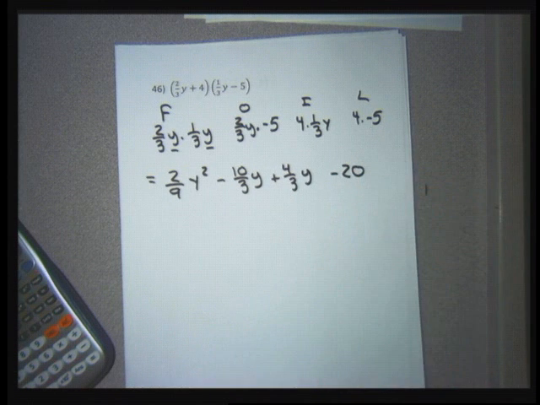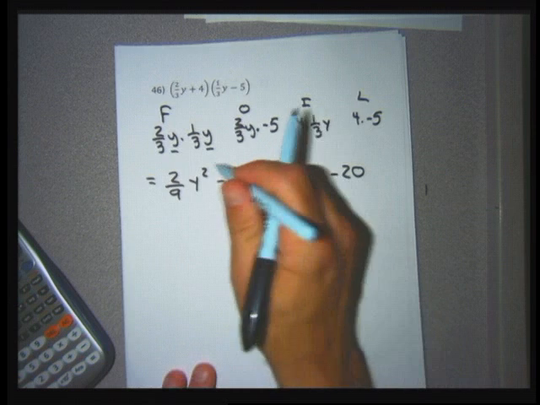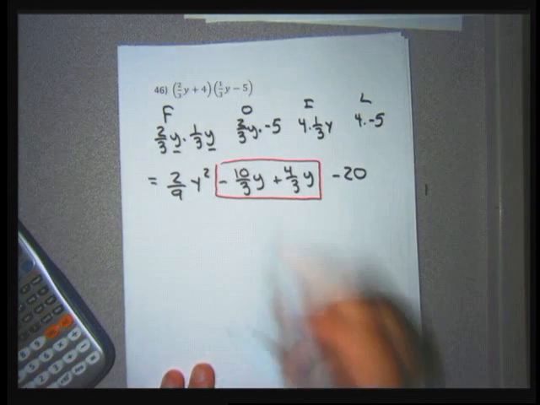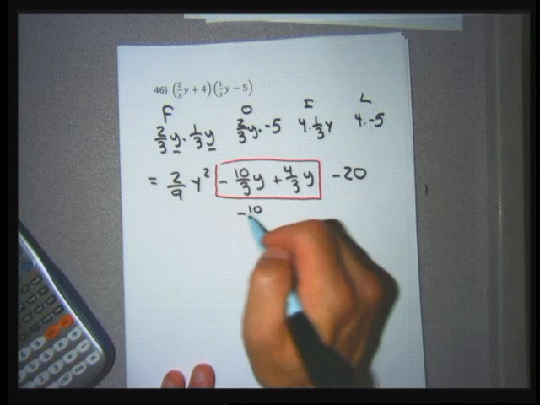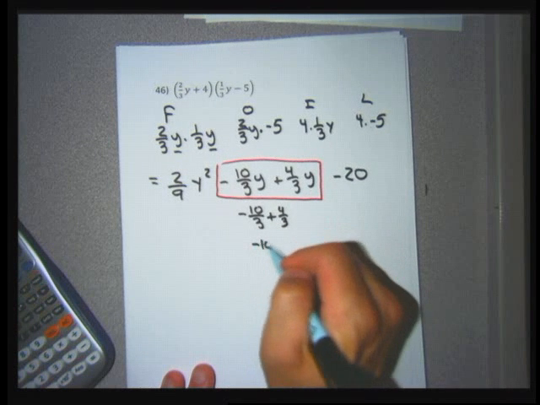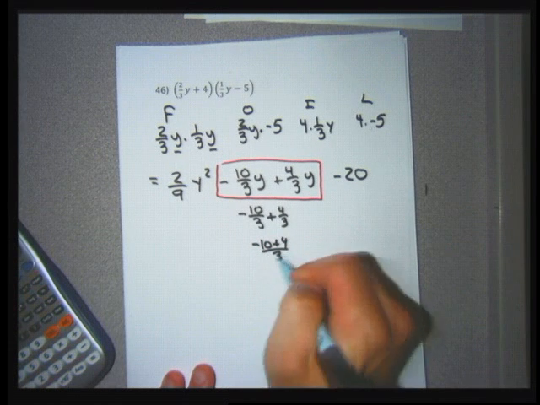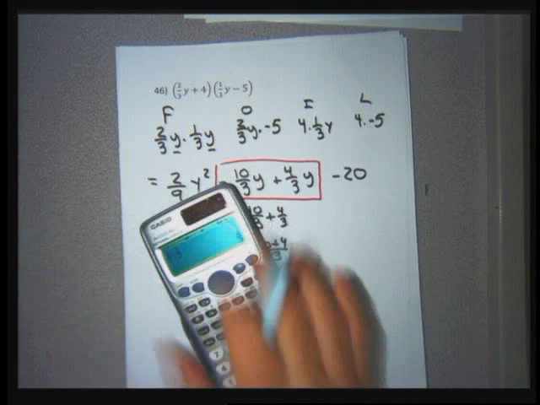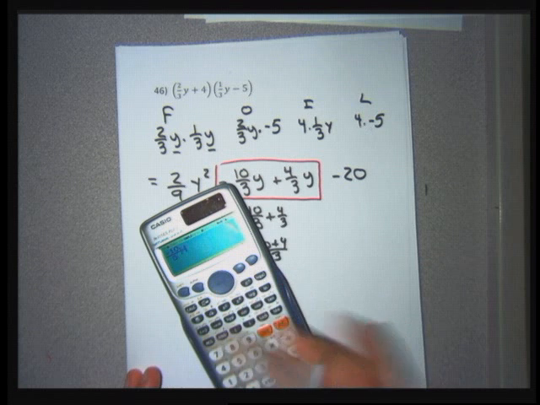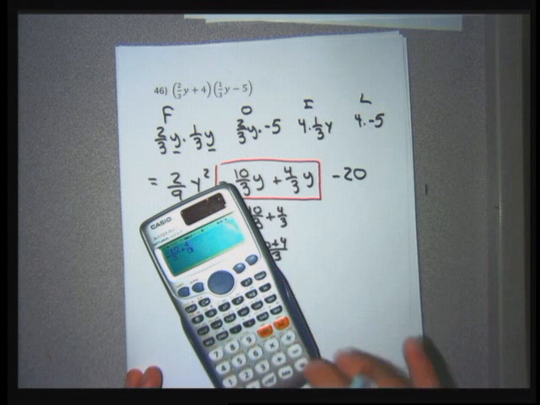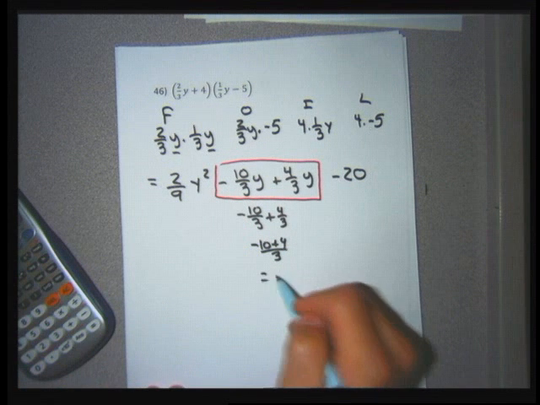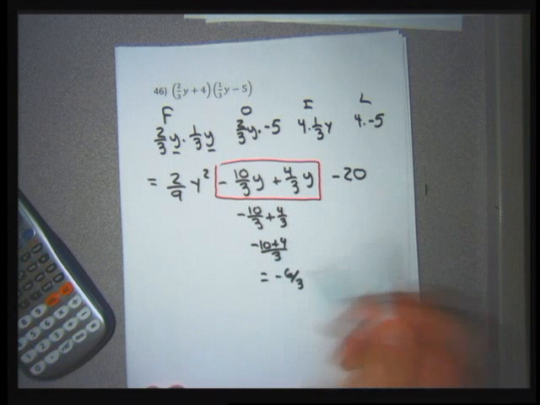I certainly don't need a common denominator between all 4 terms. I do need to combine the outers and the inners. And to combine the outers and the inners, I have to be able to combine negative 10/3 plus 4/3, which is going to be negative 10 plus 4 over 3. On my calculator, I could do negative 10 over 3 plus 4 over 3. My calculator tells me that comes out to negative 2. That's because this whole thing equals negative 6/3, which is negative 2.